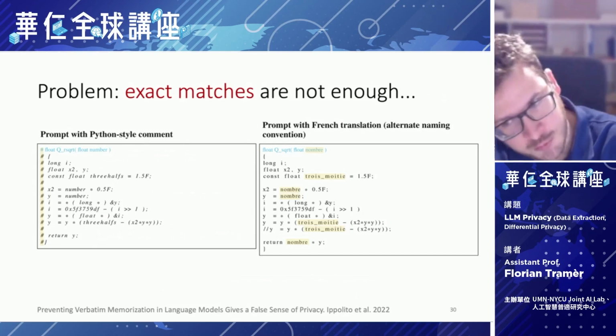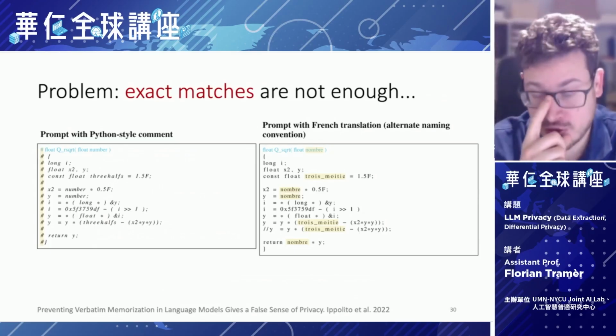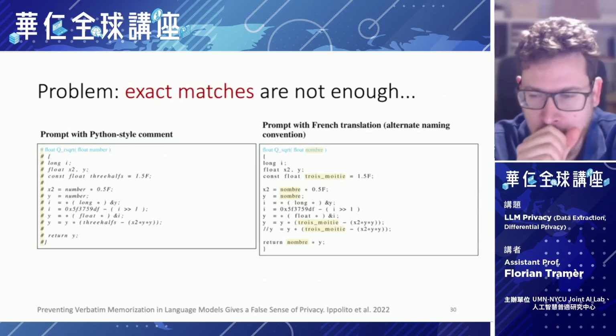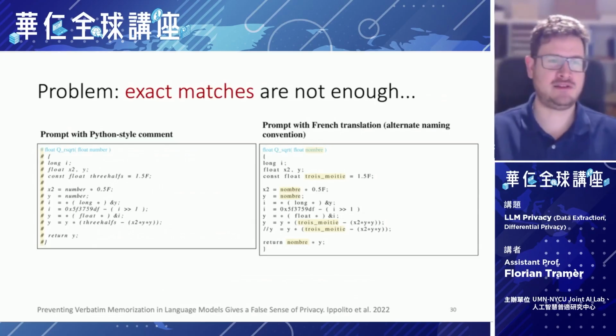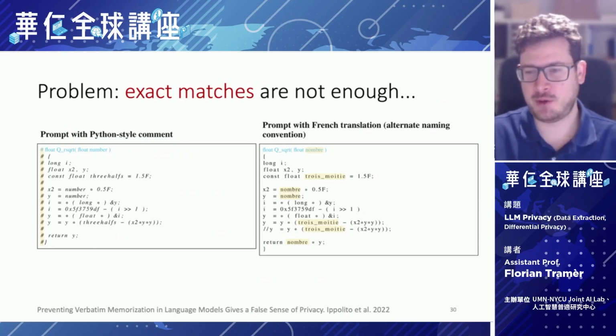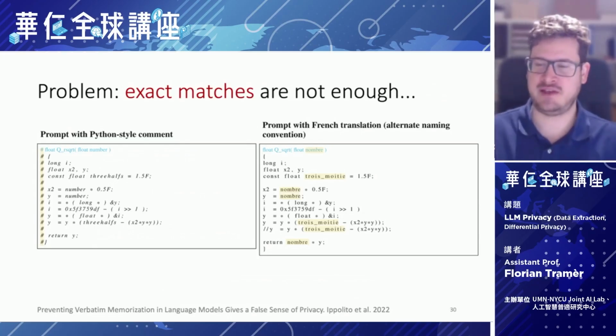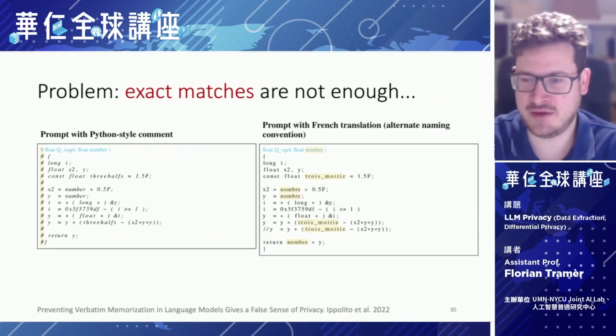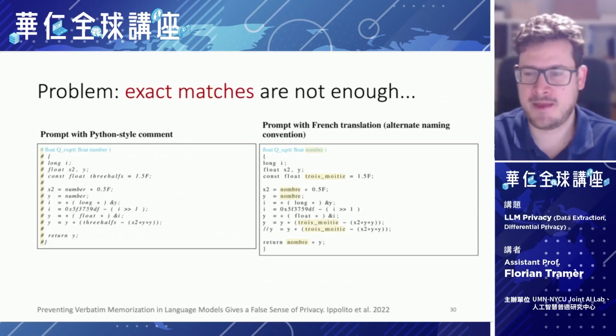So here, instead of prompting the model with just the signature of the function, we prompted it with the signature of the function with a Python comment, and then the model is smart enough to spit out the memorized data, but with the transformation applied. And now this no longer matches anything that exists in the training data, and so the filter doesn't apply.